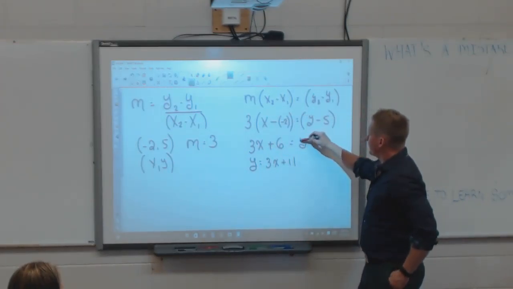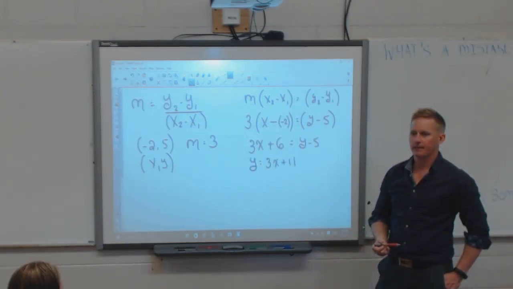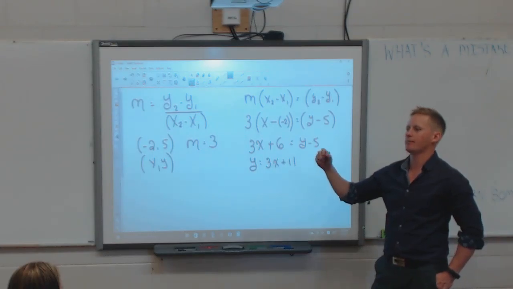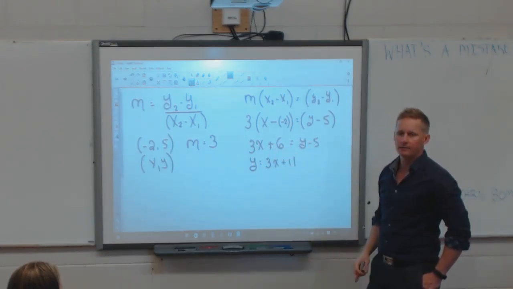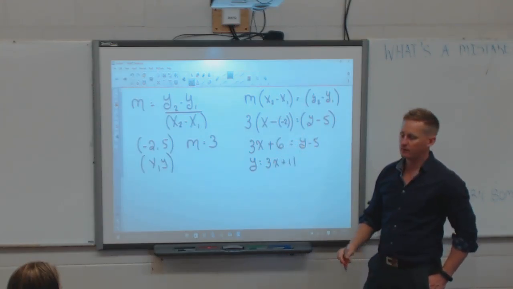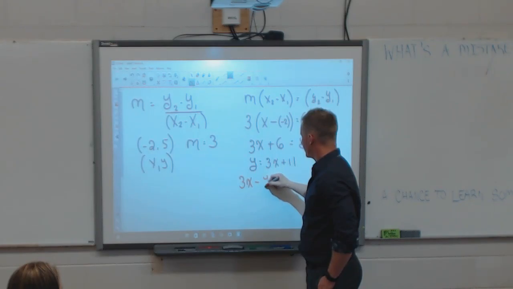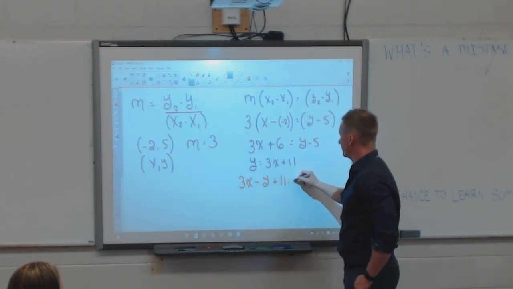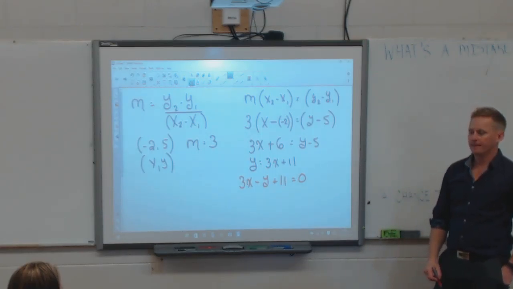I want to get this and this to the other side, to get it into ax plus by plus c equals 0. So to do that, I'm going to subtract y and add 5. What do I get? 3x minus y plus 11 equals 0. Okay?